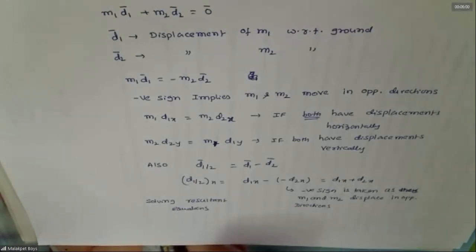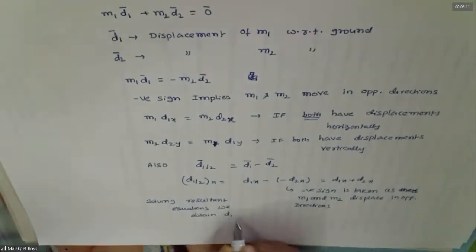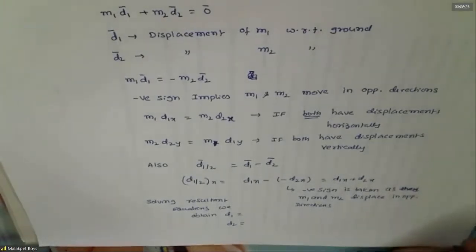Sir, if they move both horizontally and vertically, we should take m1 into d1x plus d2x. What are you talking about? I didn't understand. If some particles move vertically and horizontally, like that wedge problem, we have to take m1 into d1x plus d2x. What d2x? What d1x? I didn't understand.